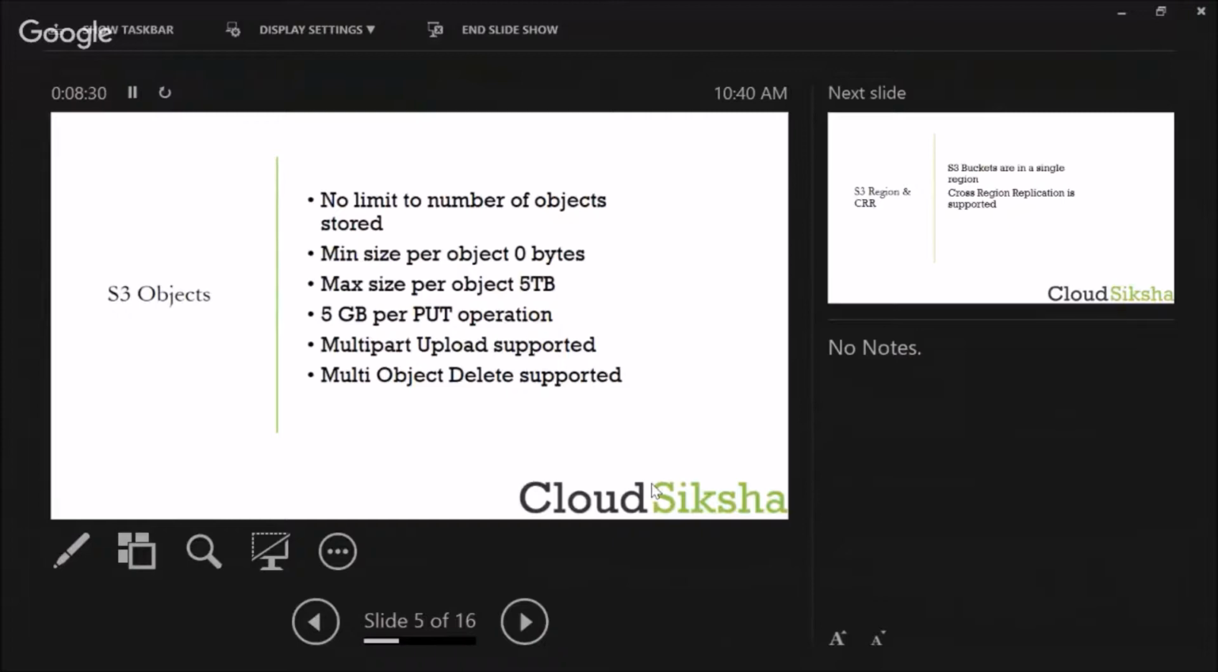S3 also gives you multi-object delete. So if you want to delete multiple objects at the same time, you can do that. The multi-part upload, you may get some questions on that. If there's a bigger file, what to do? You can use multi-part upload.